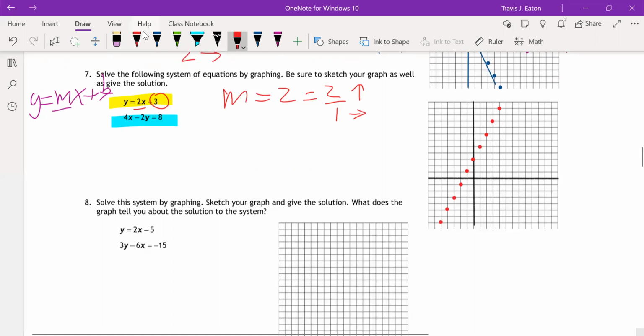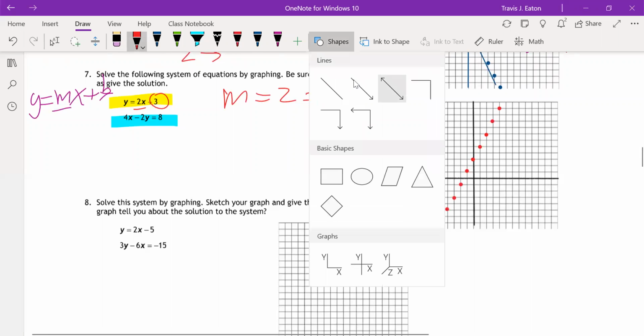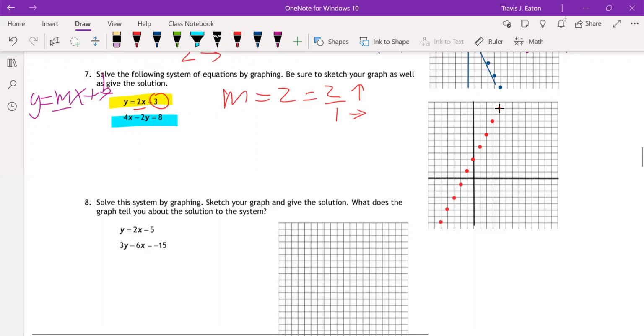Okay, now to connect those, all we have to do is establish the beginning of our line here. Well, that wasn't it. So I'm going to have to undo that really quick. Line, there we go. And draw it just like that.